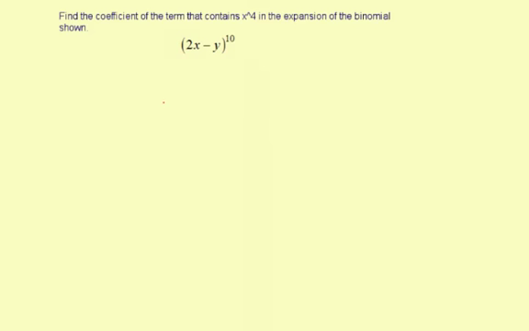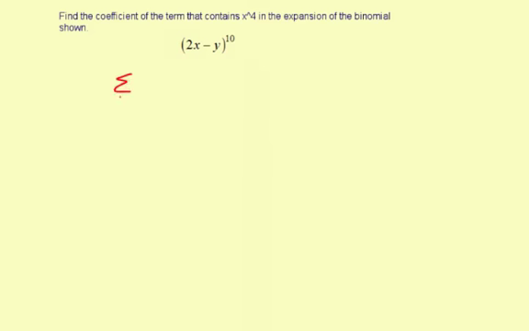Find the coefficient of the term that contains x to the fourth in the expansion of the binomial shown. And here we have 2x minus y all to the 10th power. There's a special formula to use for these types of situations. It's a series formula. Let me go ahead and write it on here.